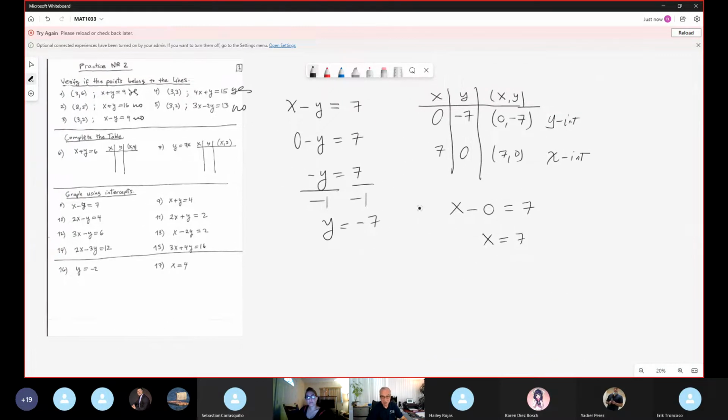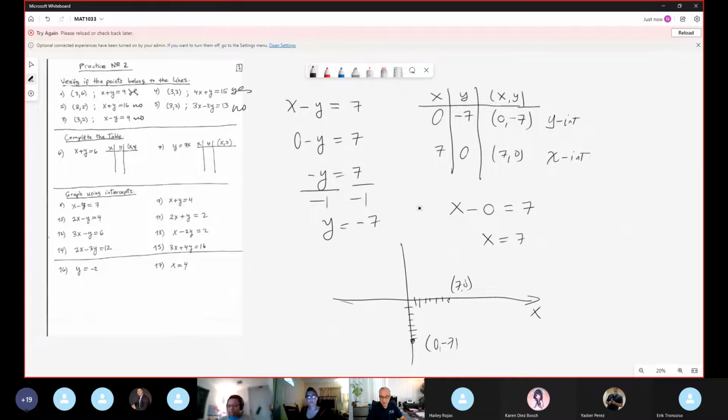But yes, what is the application? Want to do the graph. To do the graph, here is 1, 2, 3, 4, 5, 6, 7. This point is the point 0, -7, and this is +7. 1, 2, 3, 4, 5, 6, 7. This is 7, 0 on the x-axis. This is the y-axis. Therefore, our line looks like that. Cool.